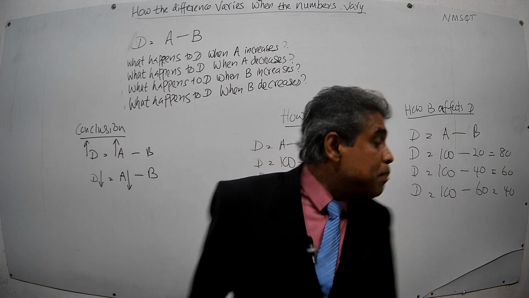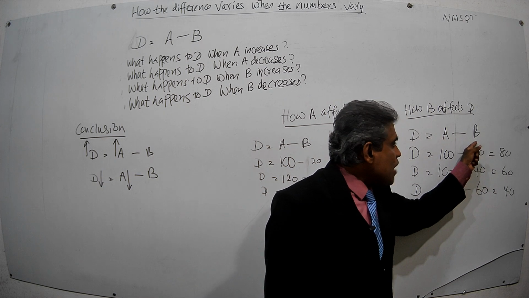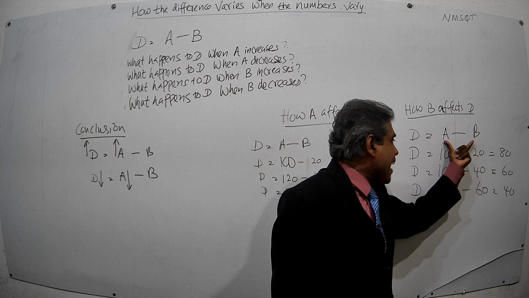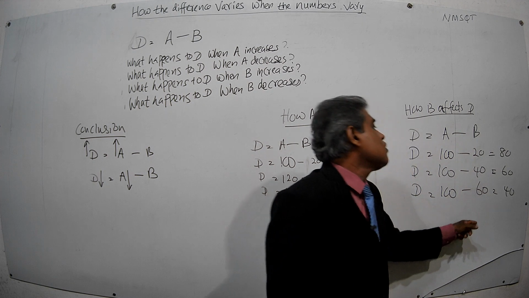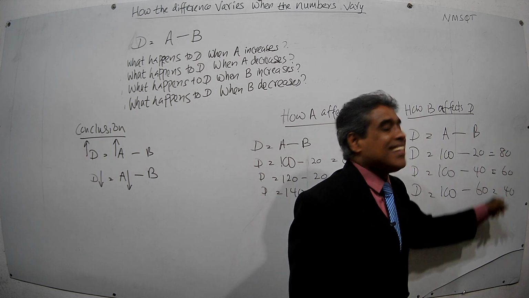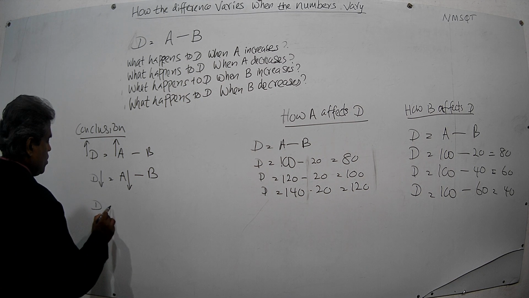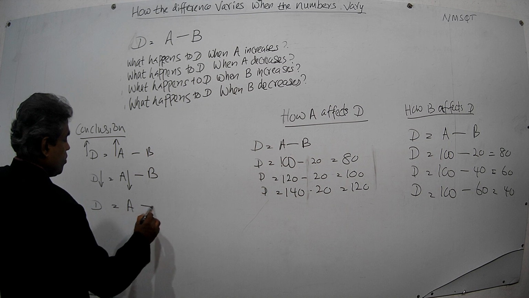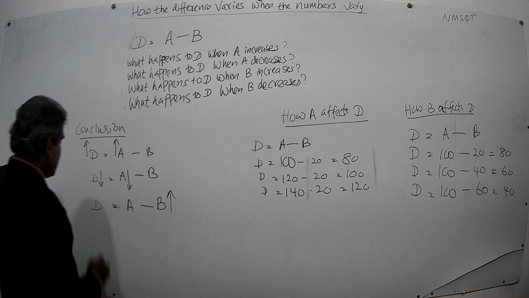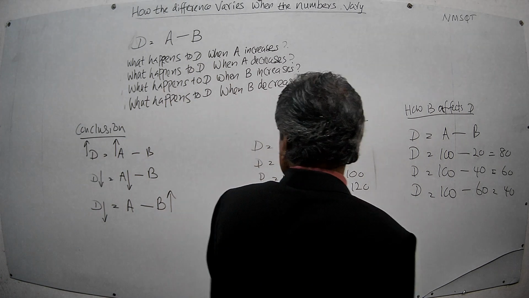Therefore, it's very clear that when B increases, the second value that is subtracted from A, that is B, increases, the D value has decreased. When B increases, D decreases. Then right here, conclude: when we have A minus B, and B increases, D decreases. That is the effect. Right.